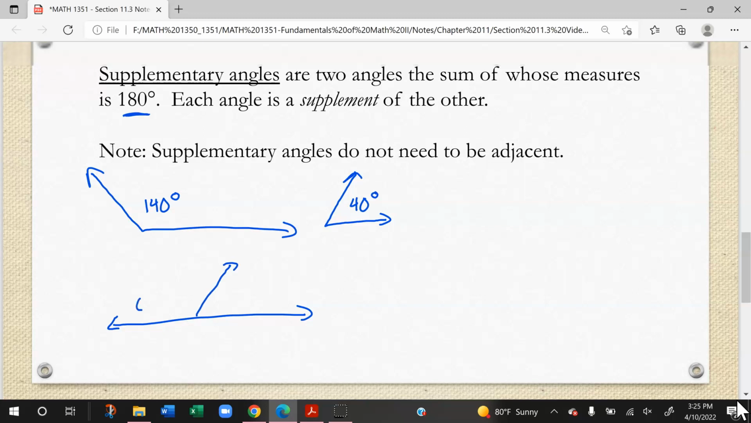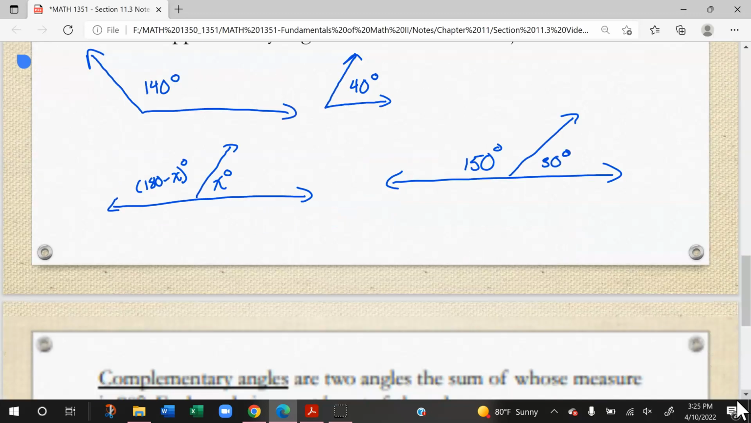Now they can be adjacent angles, so I could have a straight angle that is cut, and this side could be 180 minus x degrees, and this side could be x degrees. I could have another straight angle where I have 30 degrees, and this side would be 150 degrees. I could have them all the way around, okay? So as long as these angles add up to 180, those are supplementary angles.